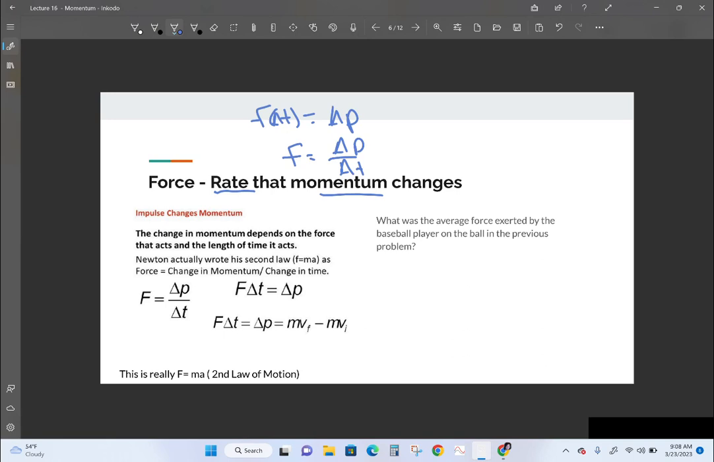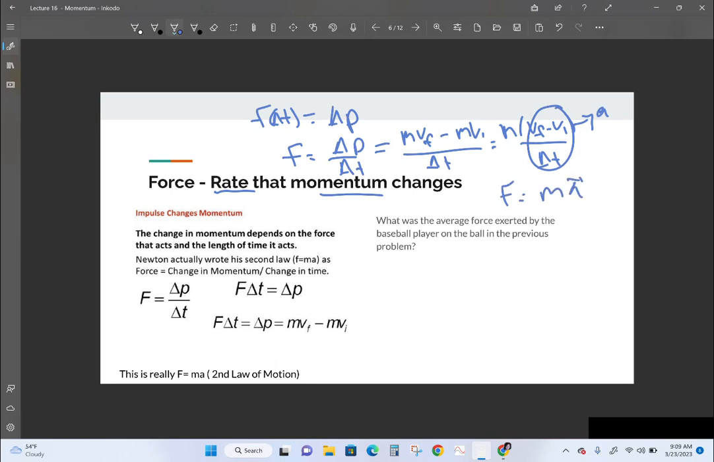If I solve for force here, change in momentum is mvf minus mvi all over our change in time. Let's take out our common thing here. This would be m times (vf minus vi), still divided by delta t. Notice that this is acceleration. So really this is the acceleration formula.